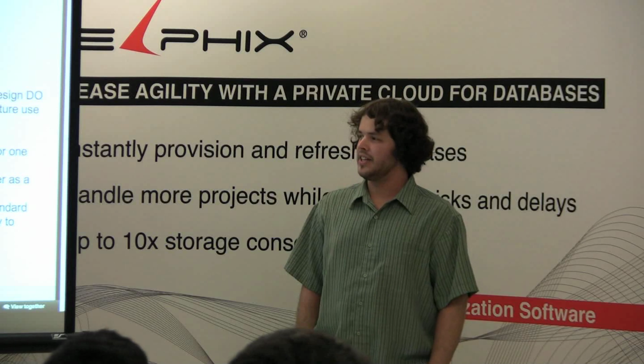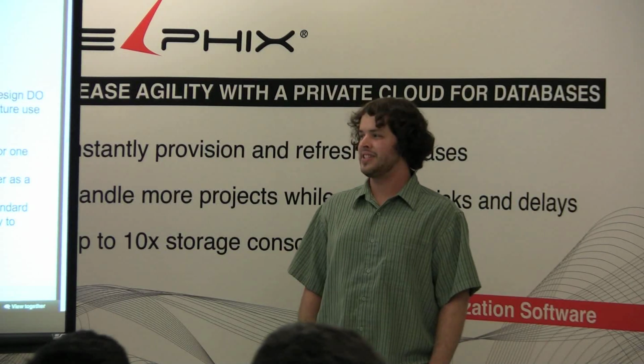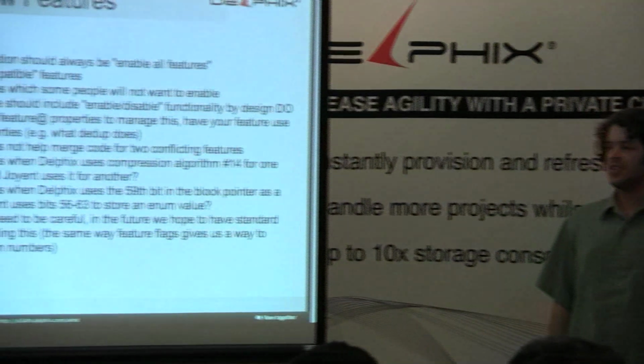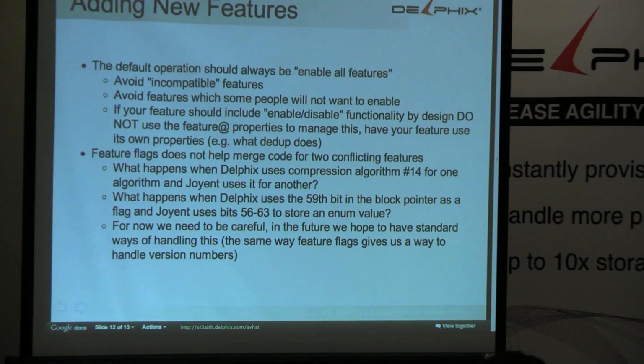And then the last point is feature flags don't magically help us merge code for two conflicting features. I have a couple of examples. We have all the checksumming algorithms, which have enum values that are written to disk. So if two organizations decide to come up with a new checksumming algorithm, their enum values can't conflict. No longer will you have trouble when they try to import each other's pools, because it'll just say you can't use these two because one has this feature with this algorithm, and the other has that feature. But eventually you want to merge those two code bases, and then you have a problem.